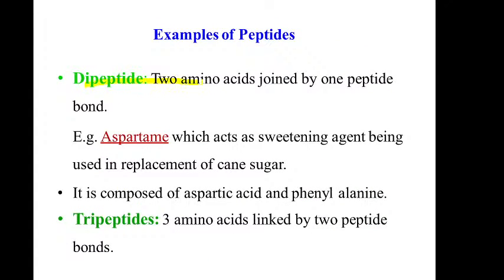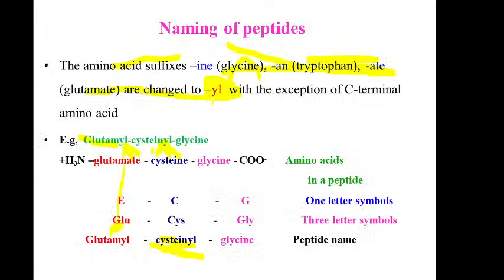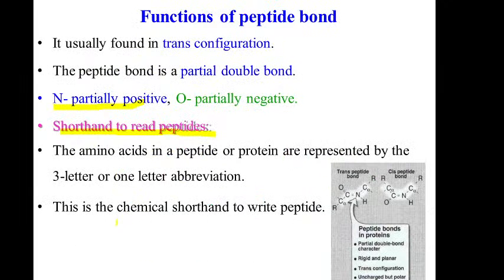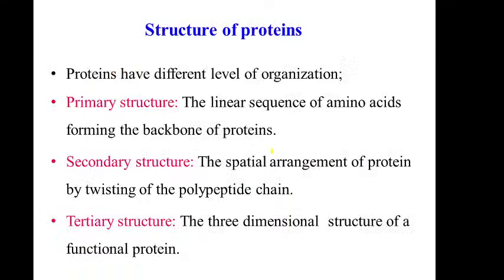Now the dipeptide: two amino acids are joined together by one bond. The example is aspartame, which acts as a sweetening agent used in the replacement of cane sugar. It is composed of aspartic acid and phenylalanine. Tripeptides have 3 amino acids linked by 2 peptide bonds. So this is how we have to name the peptide: instead of -ine or -ic, it changes into -yl, so here it is glutamyl.